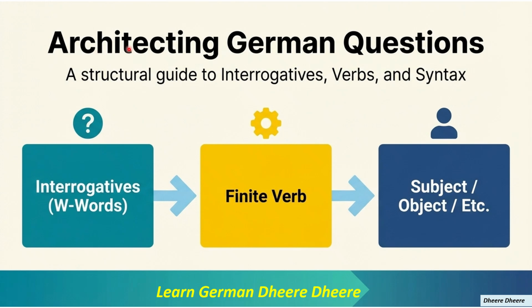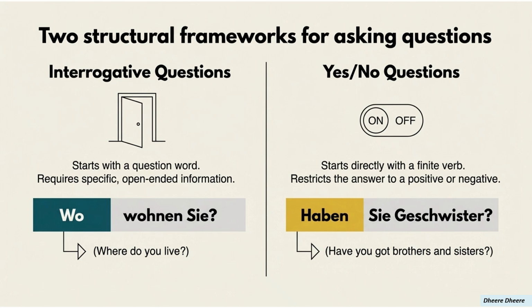Today I am here with a very important topic of German grammar, the interrogatives. The interrogative is used for asking questions. So let's get started. There are two main types of questions. The first one starts with a question word and tends to be more open. The second one starts with a finite verb and requires a yes or no as an answer.